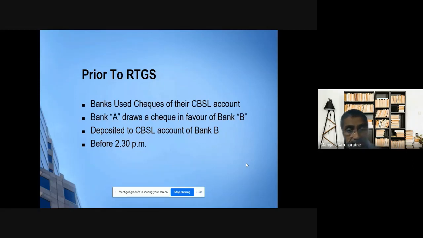So that is before 2:30 p.m. you have to do it. So by around, say, maybe around 1:30, the banks were really busy. The treasury back officers were really busy in preparing this. So if you have 50 transactions for, maybe we'll say 12 banks or 10 banks, you have to write 10 checks.